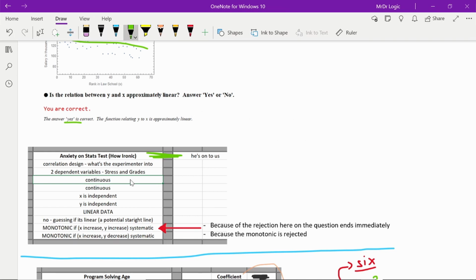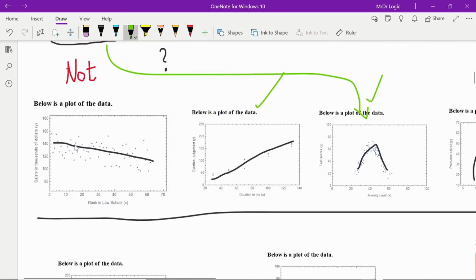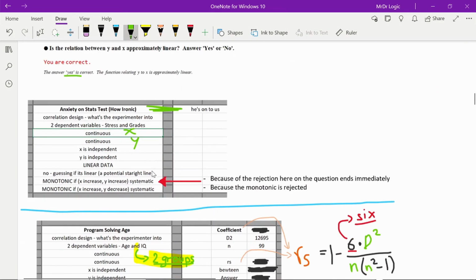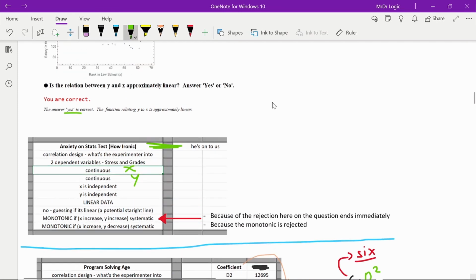I could be wrong. And then it'll ask, is X continuous? Is Y continuous or binary? Is it independent? Is it not independent? And then we can see linear data. So we've already established it's one of these 2, or 3 if you go all the way to the third one.